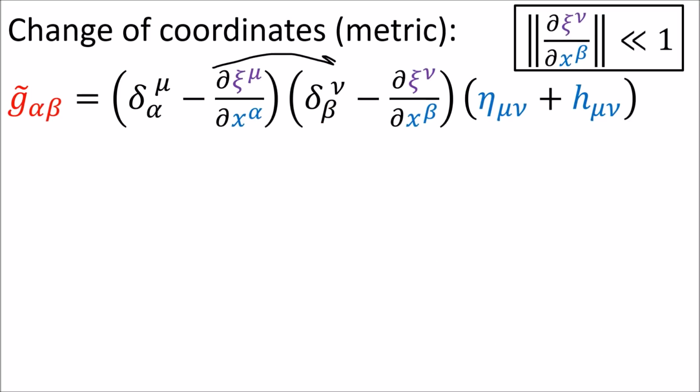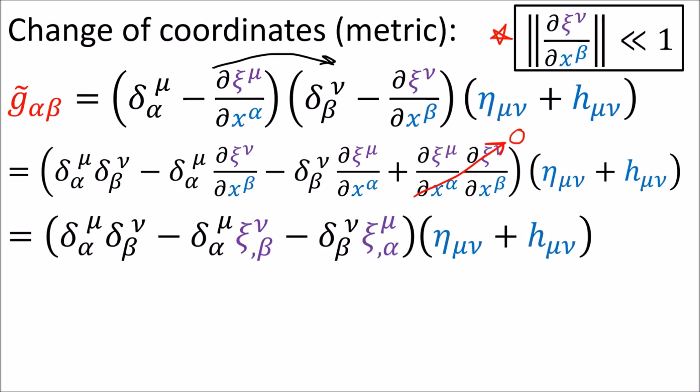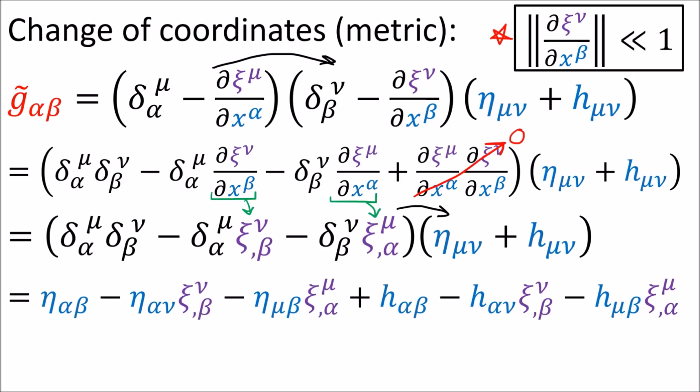If we distribute these first two sets of brackets, we get 4 terms. Again, since the derivatives of psi are small, the product of psi derivatives is very small, so we ignore it. I'm also going to rewrite these psi derivatives using comma notation, where the derivative with respect to x beta is denoted by a comma beta subscript, and the derivative with respect to x alpha is denoted by comma alpha. Next, we distribute these 3 terms over these 2 terms to get 6 terms.